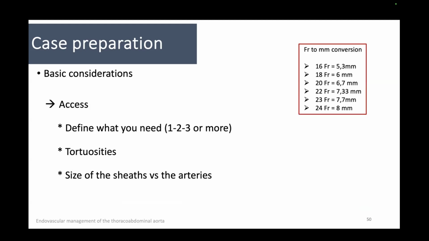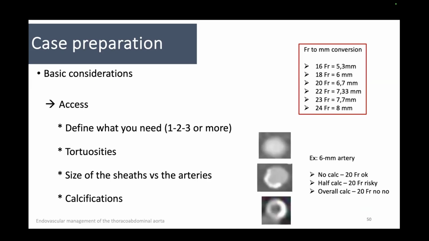And what I mean by that, I put on the top right of this screen a little chart about the usual French to millimeter conversions that we need for a bigger sheath. So 16 French is around 5.3 millimeters, and when you get to 24 French, you get to 8 millimeters of diameter. So you need good accesses, or at least you need to be aware of what you're going to put inside maybe suboptimal accesses. What I mean by suboptimal accesses is accesses usually that have calcification or stenosis.